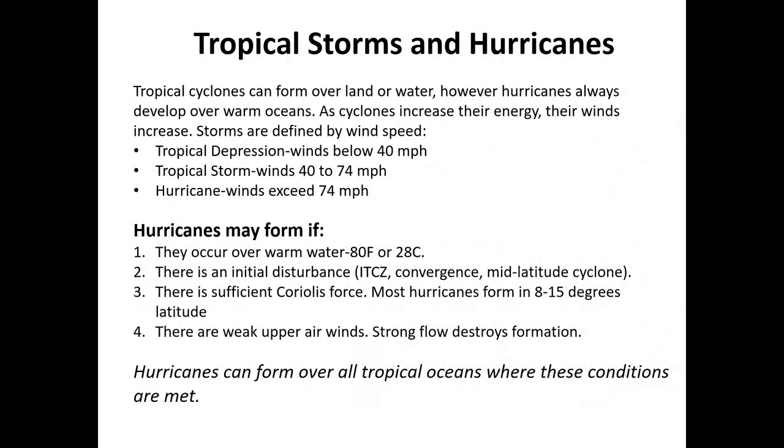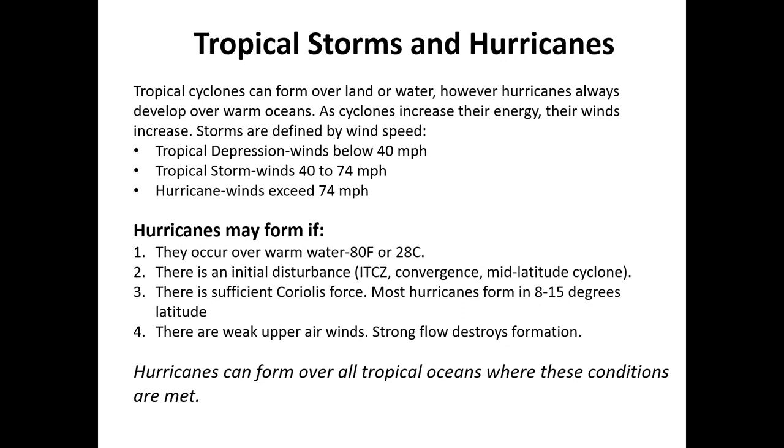So hurricanes can form over warm water. It usually has to be 80 degrees Fahrenheit or 28 degrees Celsius, if there's a disturbance in the ITCZ, and if there's sufficient Coriolis effect. Most hurricanes form 8 degrees to 15 degrees north and south of the equator.